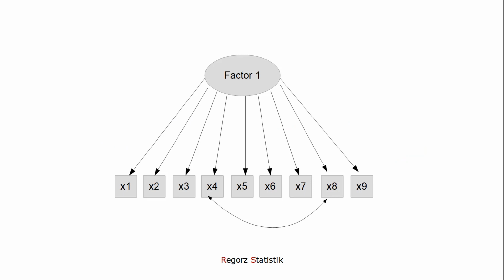So here items x4 and x8 would go into one parcel, and that would result in the error covariance vanishing, because now they are part of one parcel.